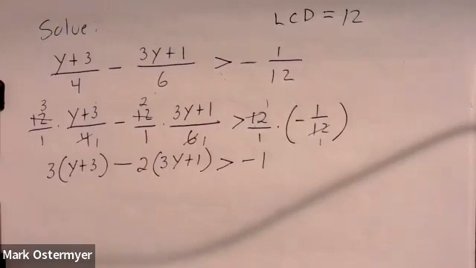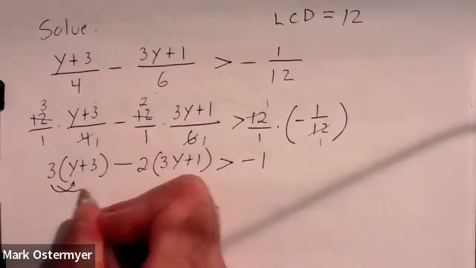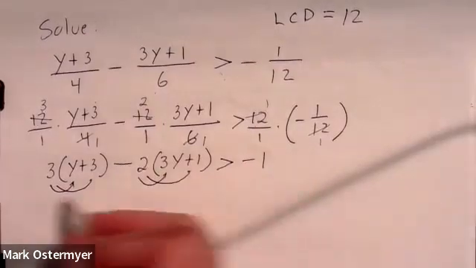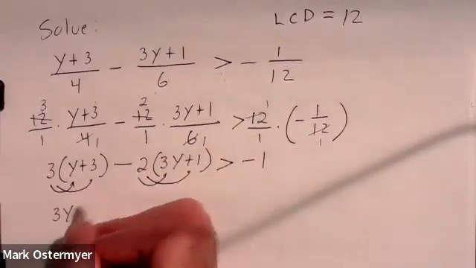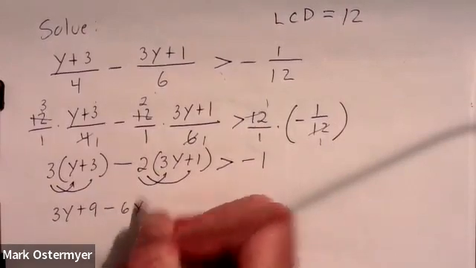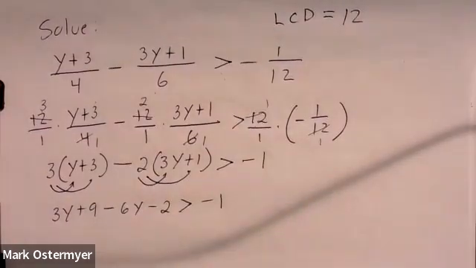Now that all the fractions are gone, it's just a matter of solving for y. What would we do next? Pretend it's like an equation. We have to clean up the left side, correct? Quite a bit of simplifying to do over here. We're going to have to distribute a 3 and also a negative 2 inside the parentheses. So we're going to have 3y + 9. Negative 2 times 3y is minus 6y. Negative 2 times 1 is minus 2. And that's greater than negative 1.